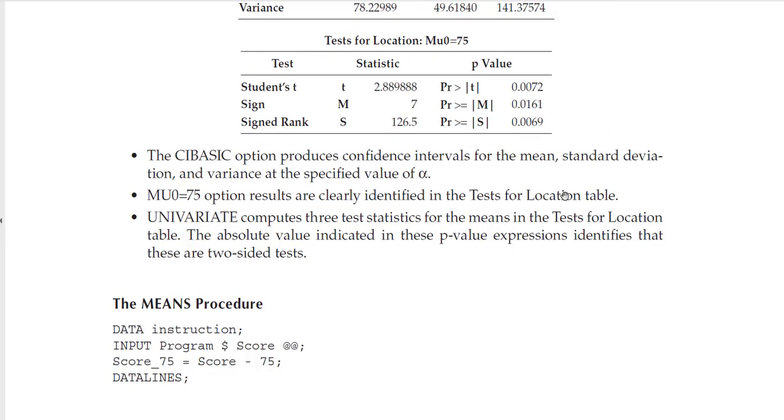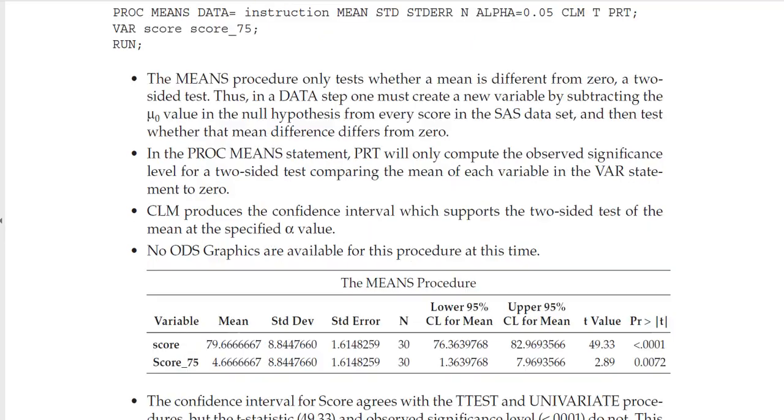We could do something similar in the means procedure as we've done in t-test and univariate, and for that you have to create a departure from that hypothesis value 75, because all that the means procedure does is test whether or not the mean is 0. So it tests whether the score minus 75 is different from 0. If it does that single computation, that's also what we're doing in the two-sided test. And so for the means procedure, you can look at score and score minus 75.